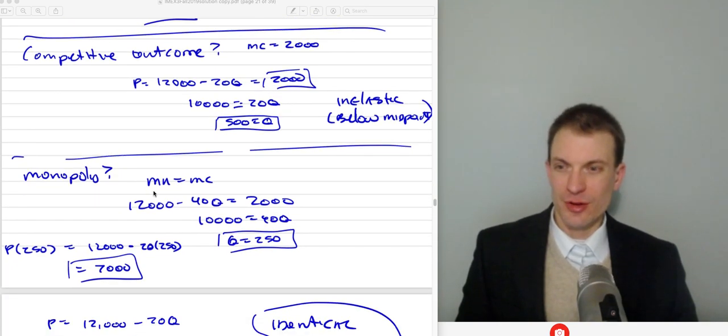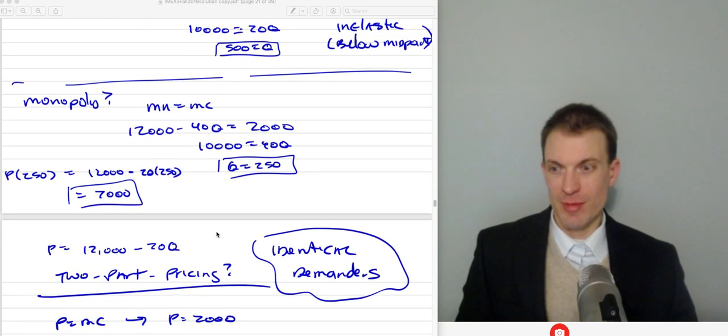What's the monopoly going to do? They're going to produce where marginal revenue is equal to marginal cost. So we have 12,000 minus 40Q is equal to 2,000. Monopoly quantity would be 250. Monopoly price would be 7,000. Notice this is above the midpoint. So this is on the elastic portion of the demand curve, right? Smaller quantity, higher price. It's above the midpoint of the demand curve.